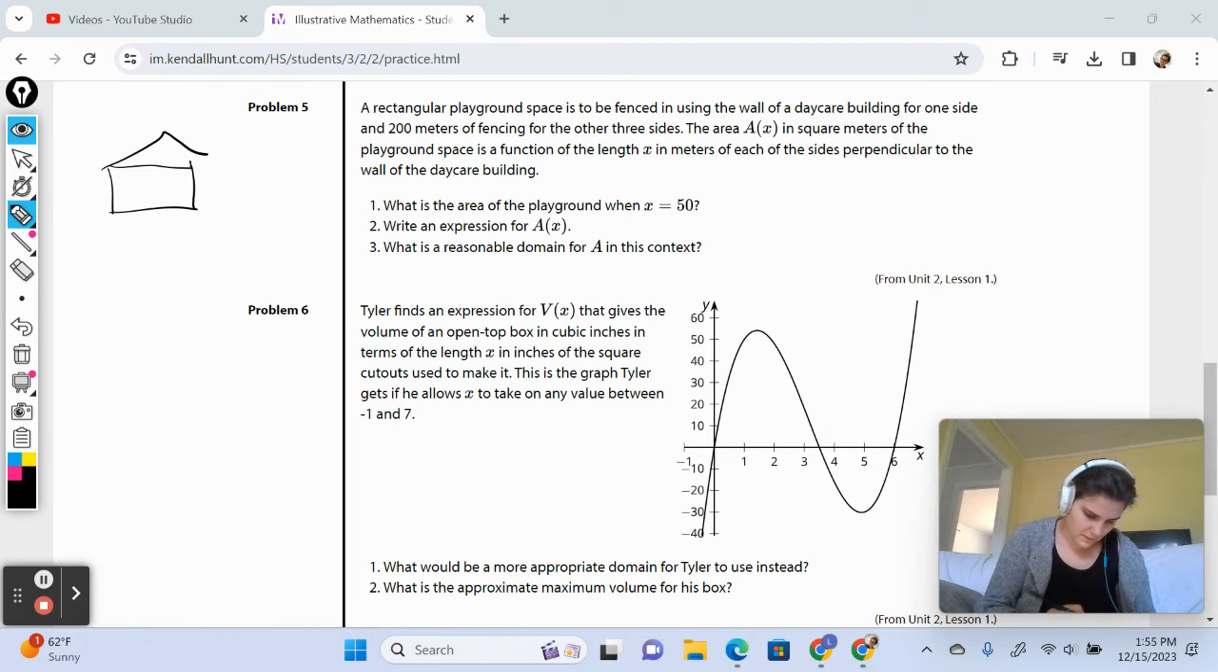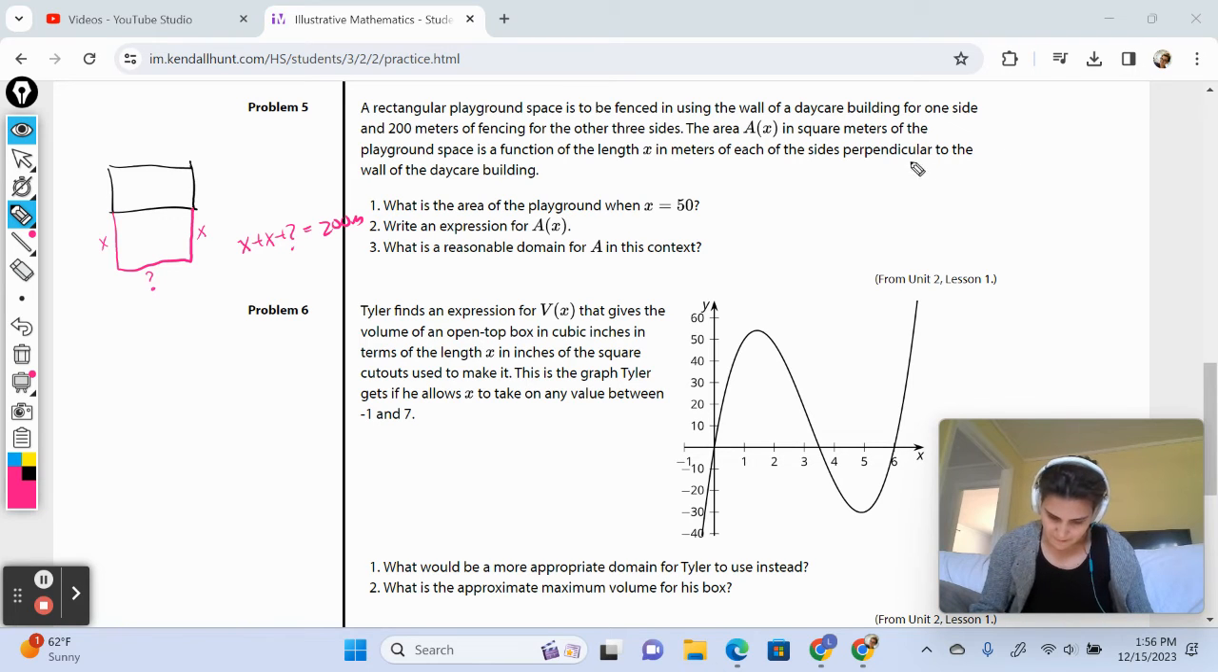And then, well, let's think about it from above because we're thinking about it from above. And then we're going to have a fence that's going to be walled in like this. So 200 meters of fencing. So we're going to have this side plus this side, x plus question mark, x plus question mark is going to equal 200 meters. And of each side, the area in square meters of the playground space is the function of the length x in meters of the sides perpendicular to the wall of the building.